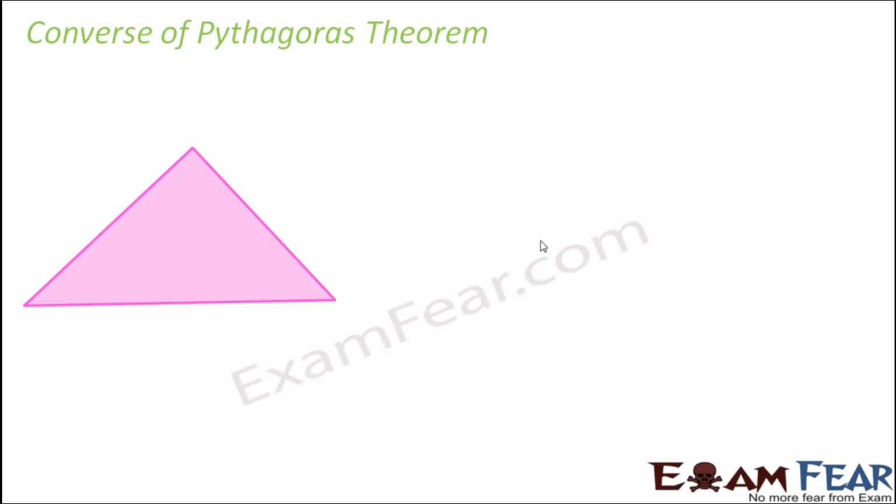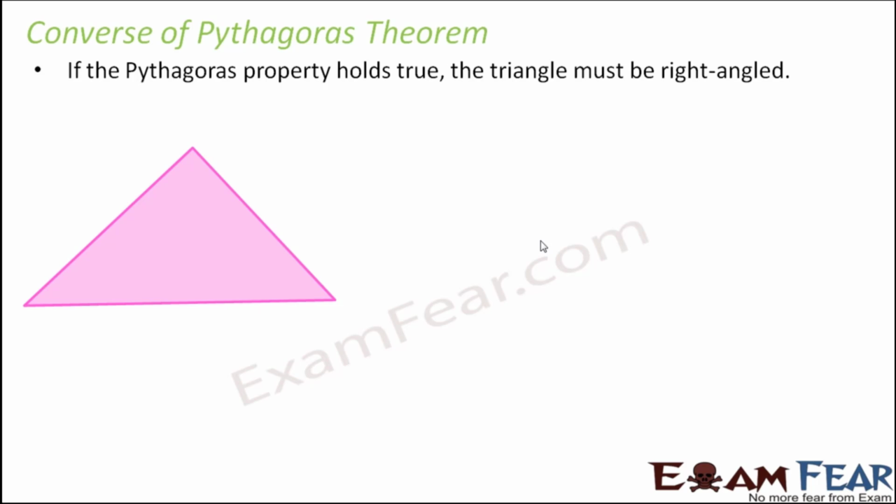But let's say that if we know that for this particular triangle, the square of one of its sides is equal to the sum of the squares of the other 2 sides. That means we do not know if it is a right angle triangle or not, but we somehow see that the Pythagoras theorem holds true for this triangle. Does that mean that this would be a right angle triangle? So just the vice versa of what we had learned in Pythagoras theorem. So if the Pythagoras property holds true, that means the triangle must be a right angled triangle.